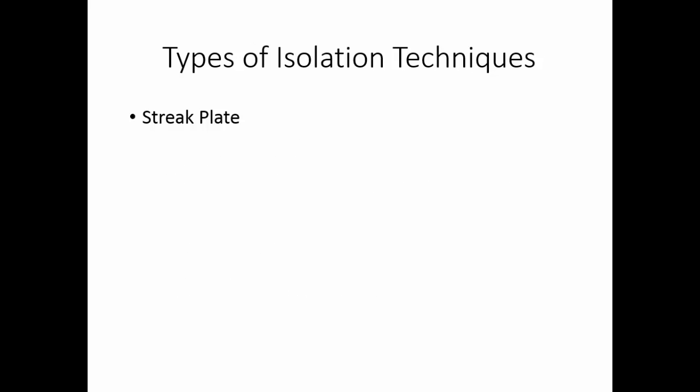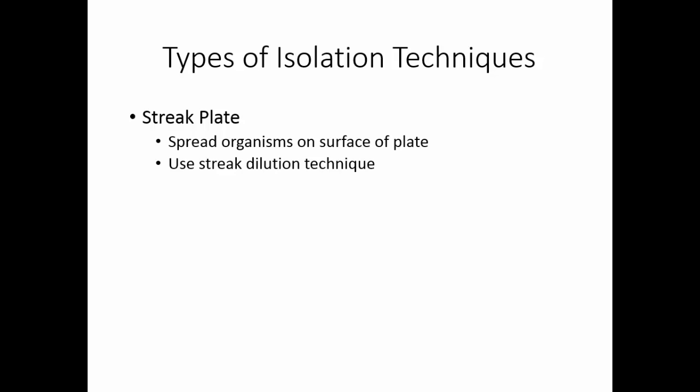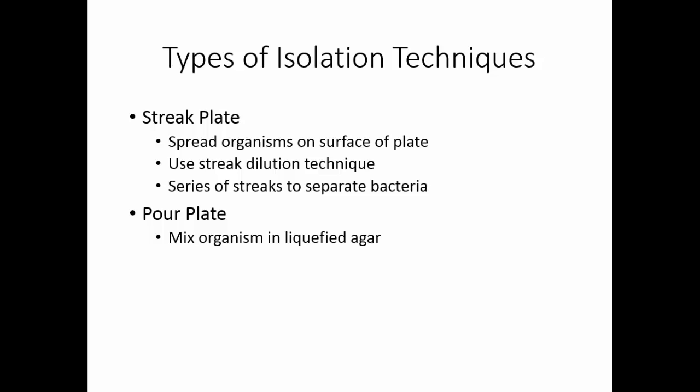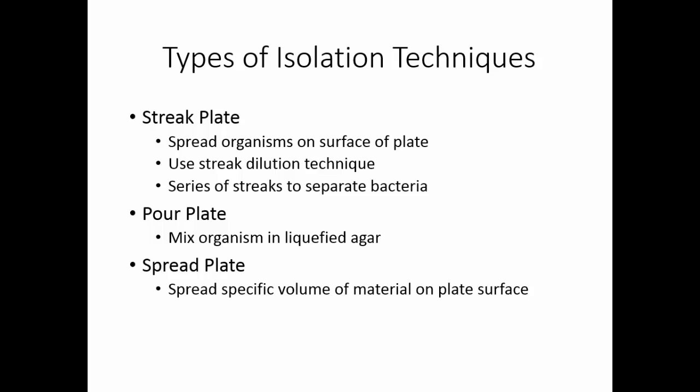The streak plate is when organisms are spread on the surface of the plate using the streak dilution technique. This is a technique that's a series of streaks designed to separate bacteria into individual cells. The pour plate is when organisms are introduced into liquefied agar. The organisms will mix in the agar and be completely separated. And the spread plate, which is one we will not do in laboratory, is when a specific volume of material is placed on the plate surface and then spread around.